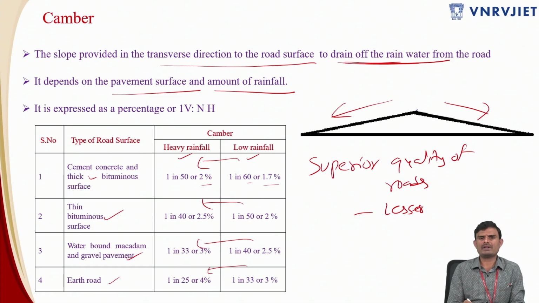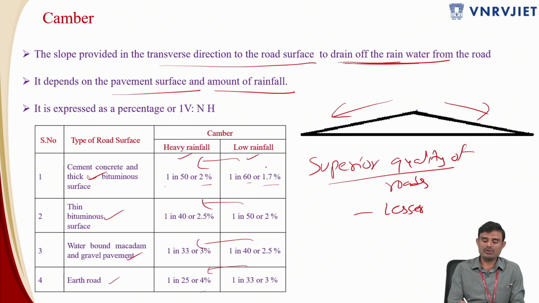If you can remember those values, you convert them into small n percentage, where I have mentioned those values as 1 in n. These values of camber are very important in problem solving. So that is clear over here. Superior the quality of the road, so cement concrete road is the superior quality of the roads, so we have 2% over here. But if you go to the bottom roads, we are going to have 4 and 3% for earthen roads. So that is why for superior quality of the roads, you are going to have lesser values of the camber, whereas if you go to the bottom side, you are going to have a higher amount of camber.